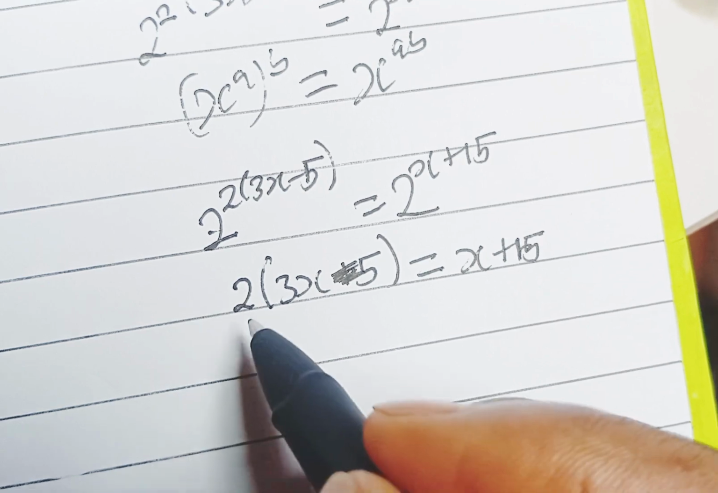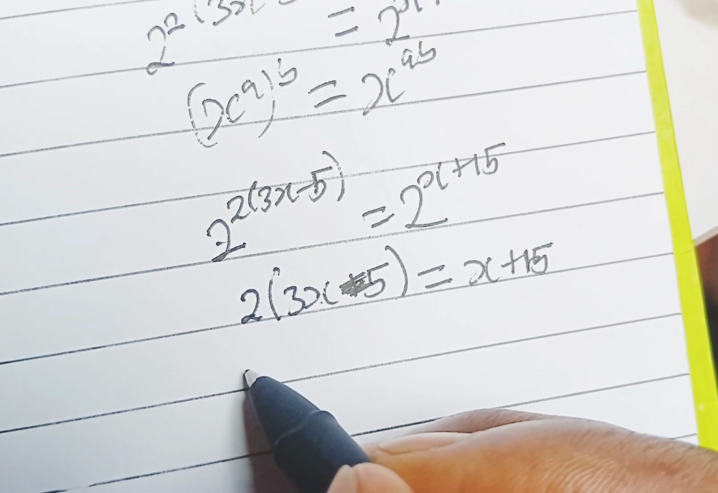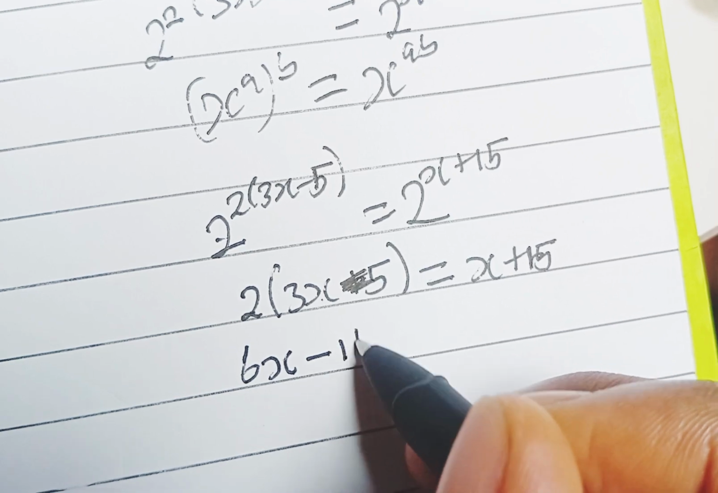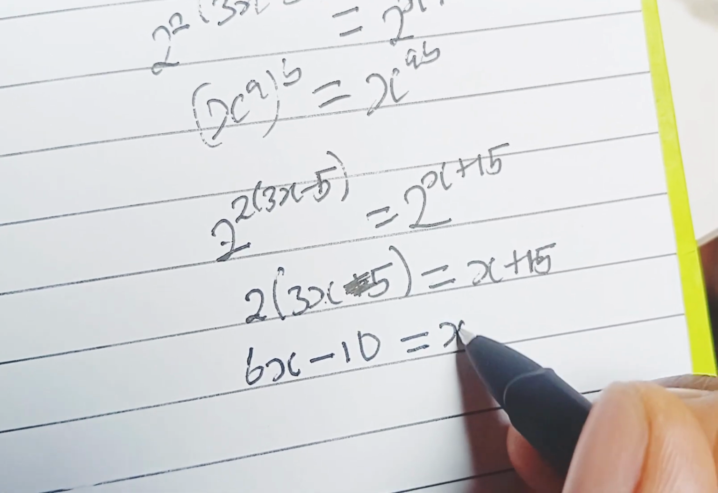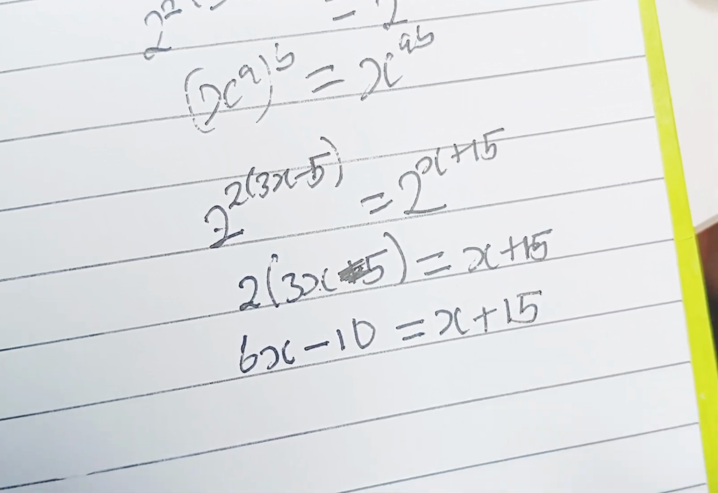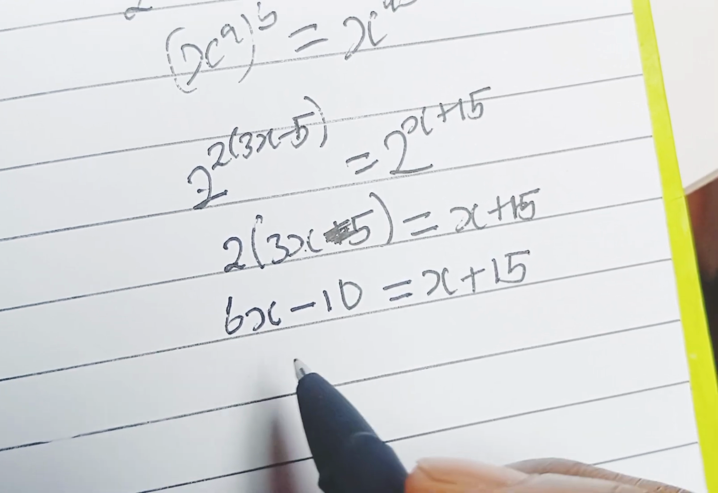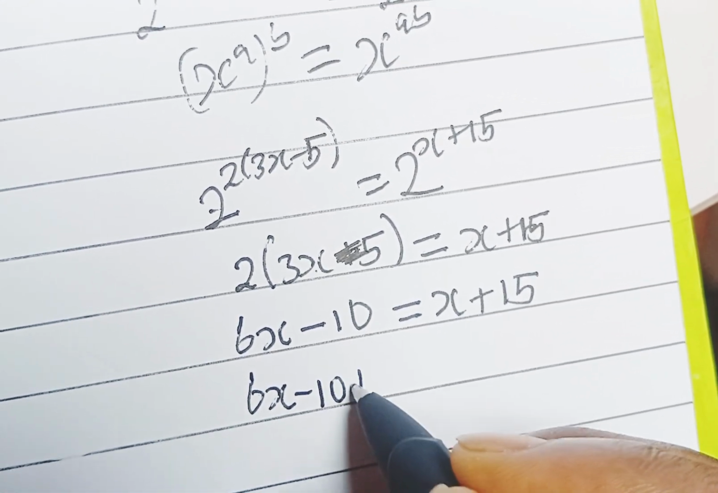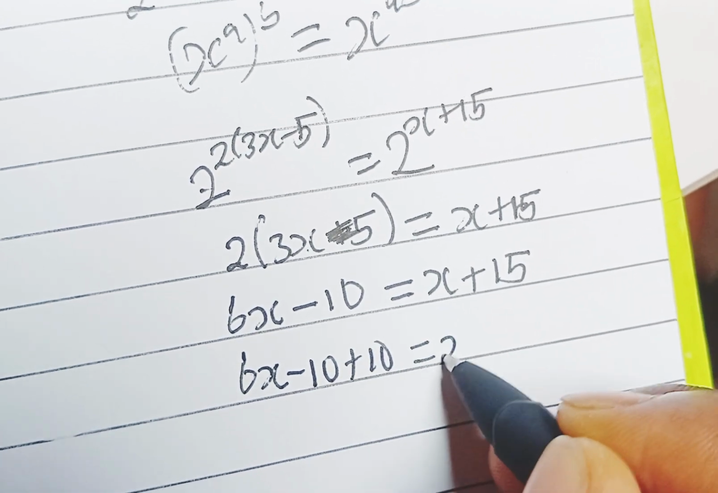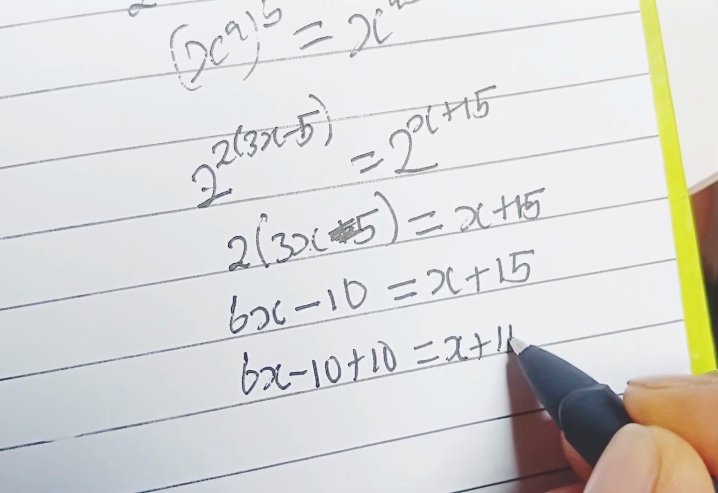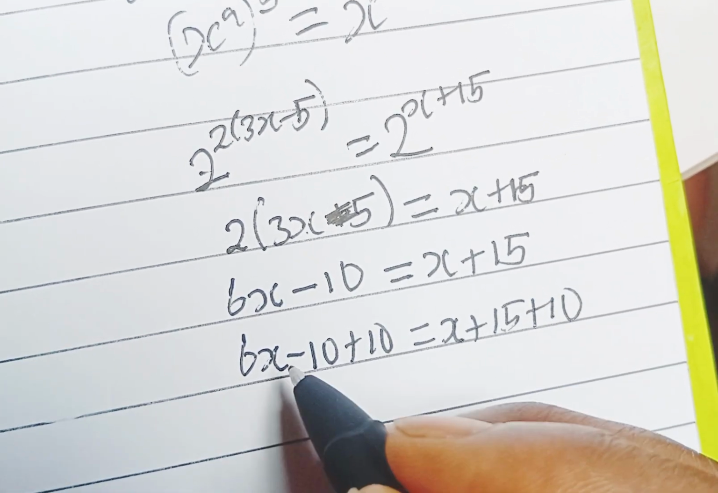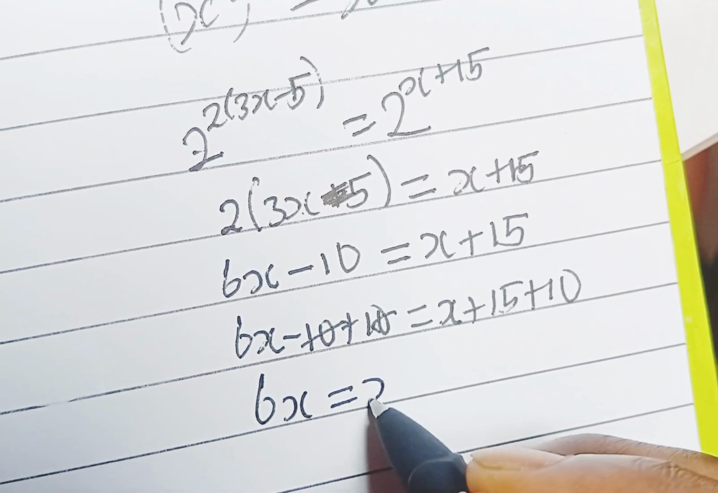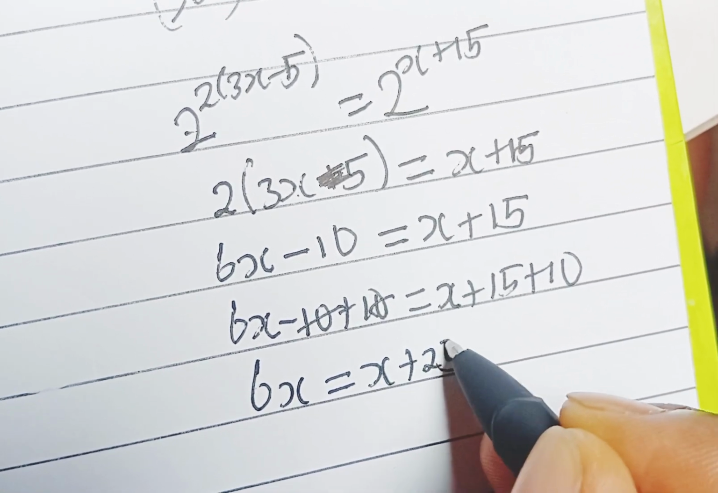Alright, so if we open this bracket, 2 times 3x is 6x, 2 times minus 5 is minus 10, is equal to x plus 15. So if we add 10 to both sides, we'll have 6x minus 10 plus 10 is equal to x plus 15 plus 10. These two, of course, would go. We'll have 6x is equal to x plus 25.